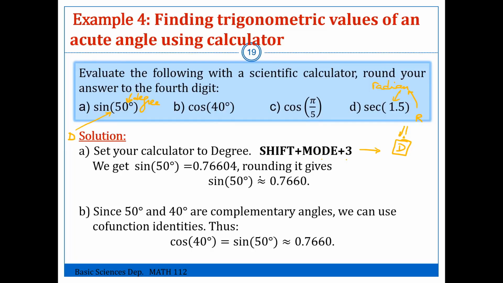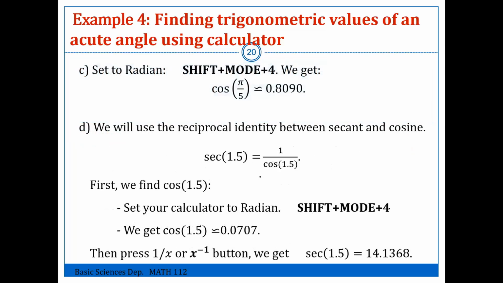For radians you have to press shift mode 4. Don't substitute pi with 3.14. You have a button with pi, you use it. But here you have to be sure that it is in radian. Shift mode 4.